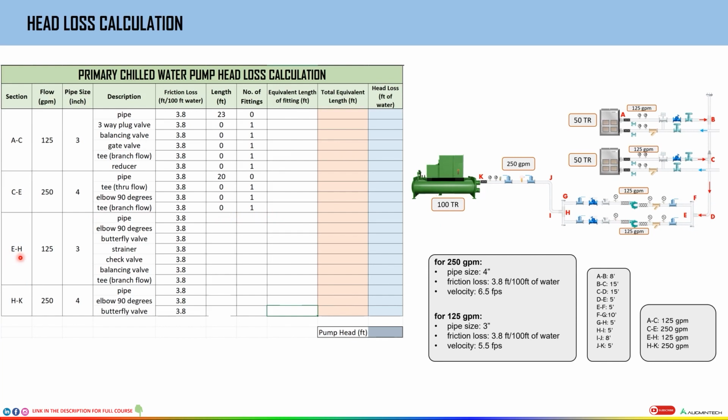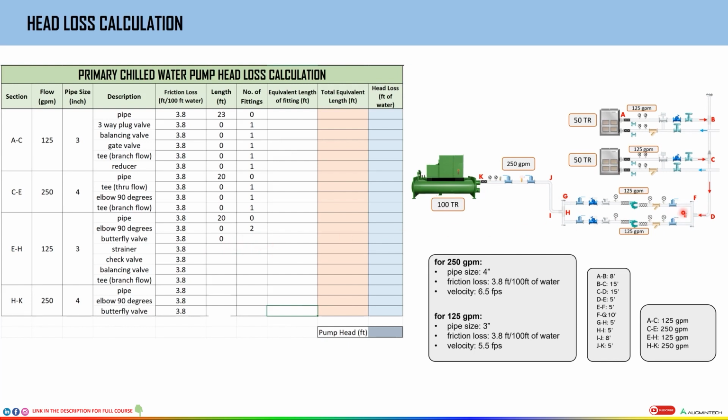Okay. Then section E to H, which is from here. What is the length of the pipe? E to F is 5, F to G is 10, G to H is 5. So the total length for this is 20, and the number of fittings is 0. Elbow, its length is 0. So how many elbows do we have in E to H? We have this 90-degree elbow and this 90-degree elbow, so two elbows.